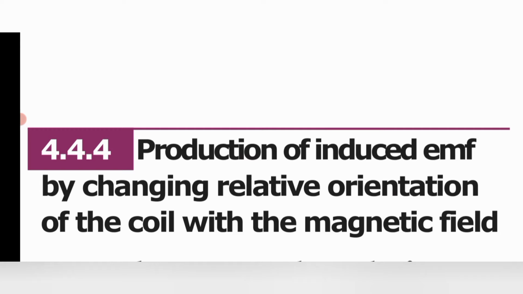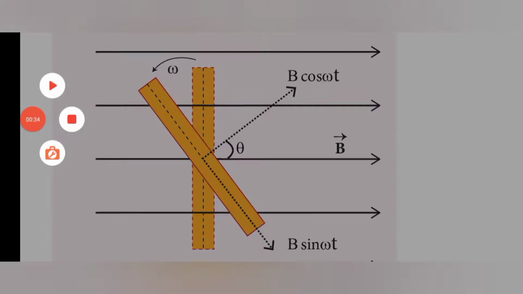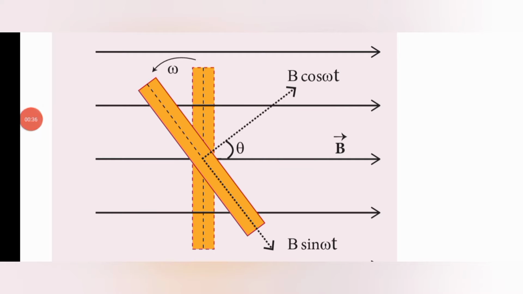So let's see the diagram now. Let us assume that there is a rectangular coil with number of turns N placed in a uniform magnetic field, that is the B vector. Here the magnetic field is a uniform field that can be represented as lines. Those lines represent the uniform magnetic field with the same magnitude and in the same direction. That is the B vector here.